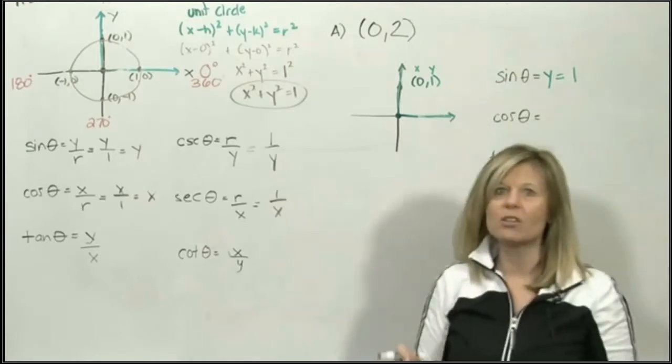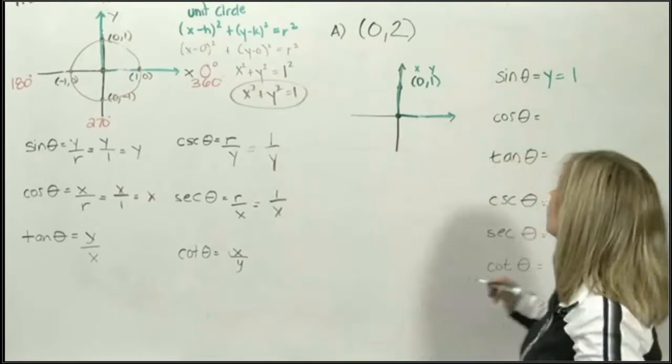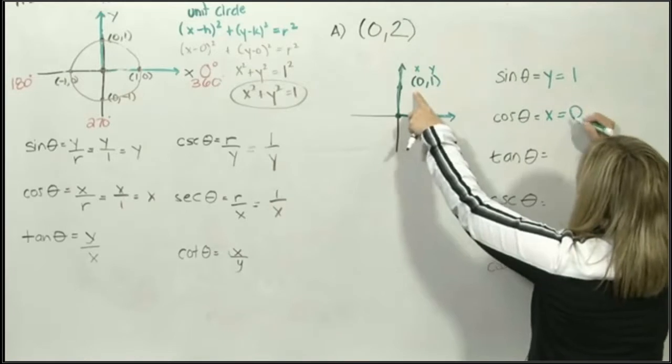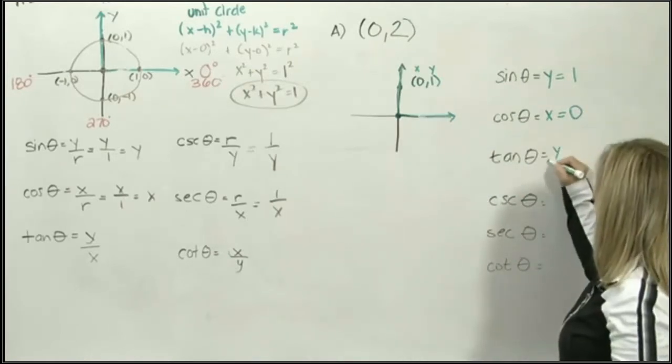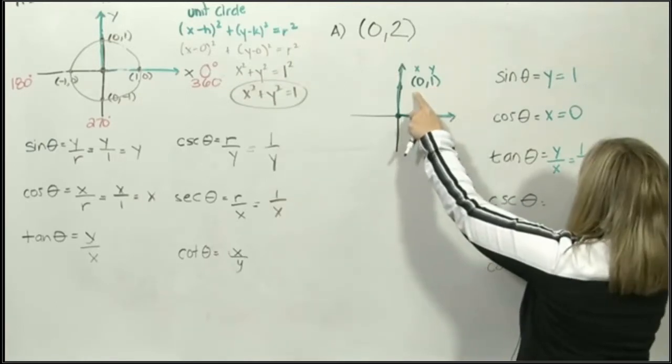The definition of cosine was x over r. We don't have to worry about a radius here. We don't have a right triangle. So we're just going to say the definition of cosine is x on the unit circle. That's 0. The definition of tangent is still y over x. So our y value is 1. Our x value is 0.